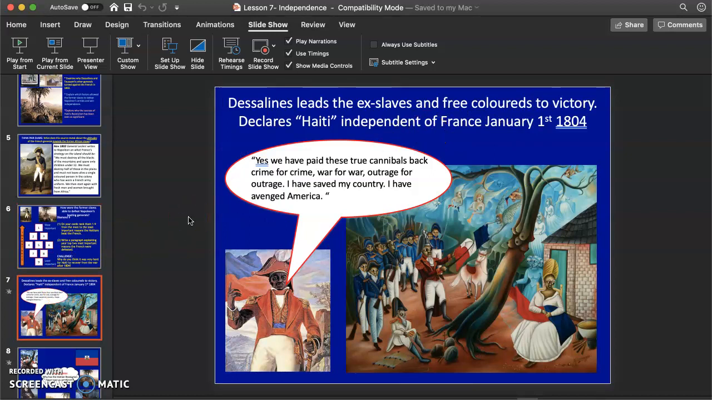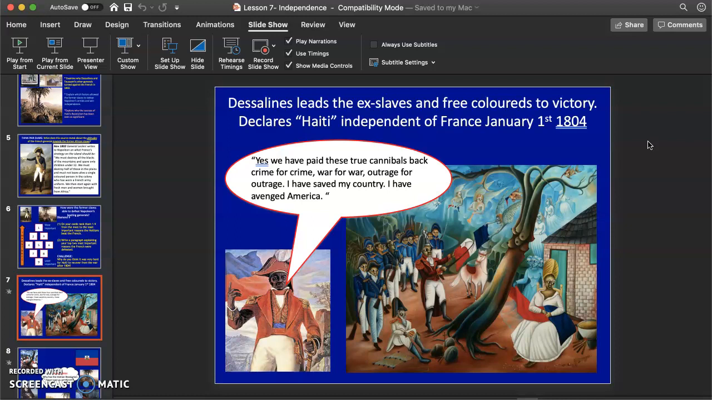You can see here, Dessalines, leading the ex-slaves of Free Colors to victory, declares Haiti independent of France, January the 1st, 1804. So just get that sentence down in your books, and that's where we're going to end the lesson today. "Yes, we have paid these true cannibals back. Crime for crime, war for war, outrage for outrage. I have saved my country.